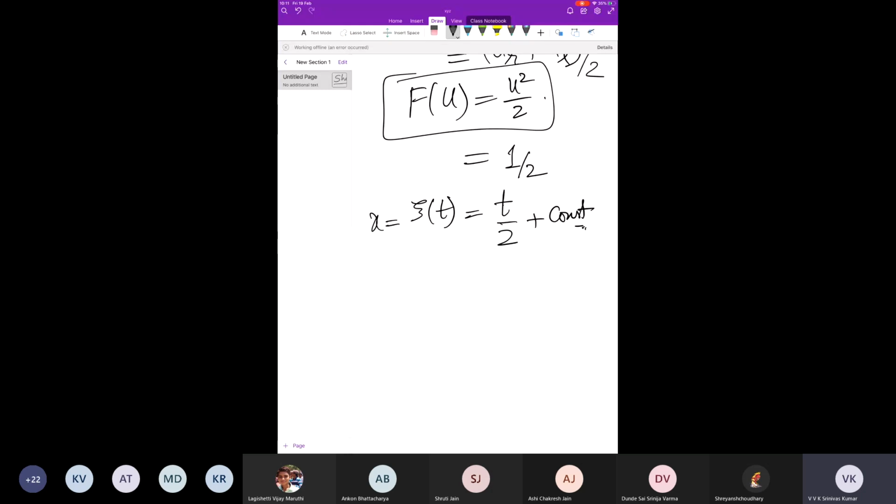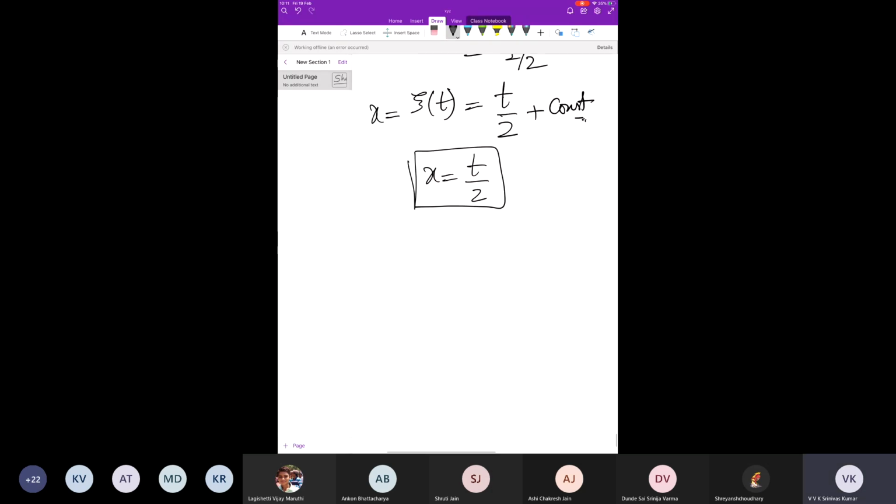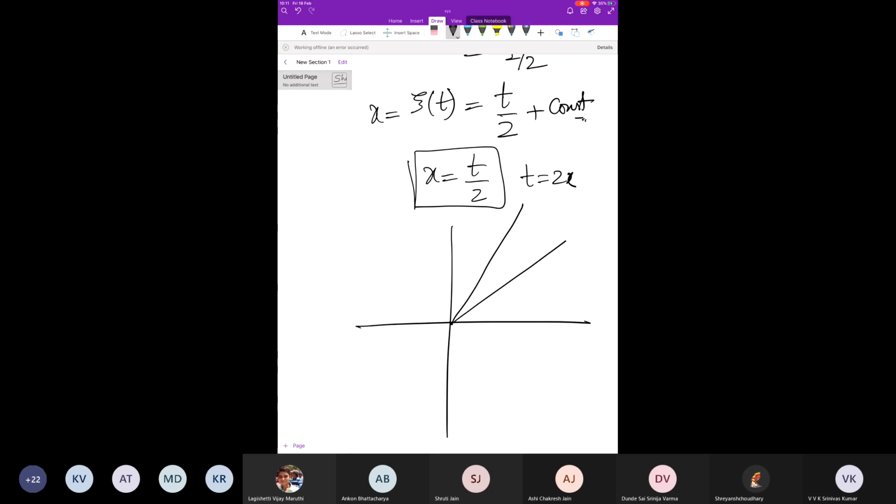So put t. We have a problem at t equal to 0 only. So the constant is 0. We can say that we draw the line t is equal to 2x line, and this is the t is equal to x line. This is x and this is t.